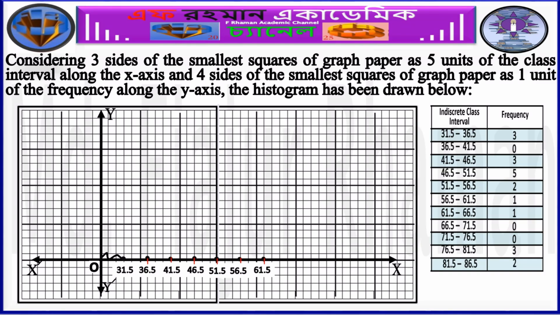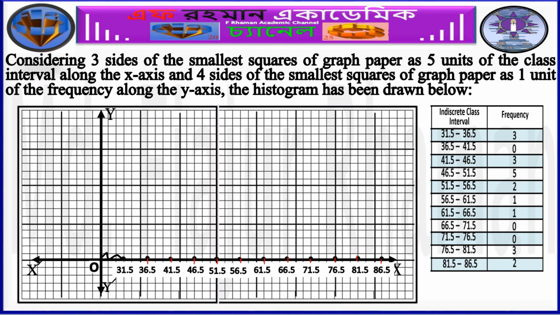1, 2, 3, this point by 61.5; 1, 2, 3, this point by 66.5; 1, 2, 3, this point by 71.5; 1, 2, 3, this point by 76.5; 1, 2, 3, this point by 81.5; and finally 1, 2, 3, this point by 86.5.